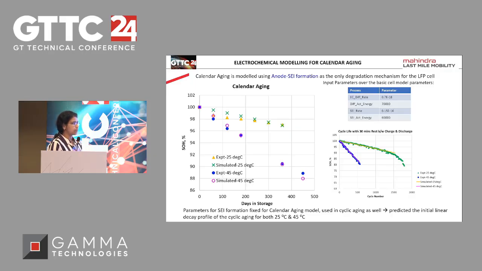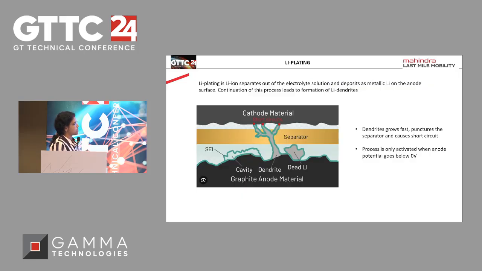So after several literature surveys, we understood that one of the reasons could be lithium plating, and then we activated lithium plating in the model. But the interesting part is that lithium plating is a mechanism which won't start in the beginning of the degradation. It will happen only under certain conditions, like when the metallic lithium starts depositing. It separates out of the electrolyte and starts depositing on the anode over the SEI as metallic lithium.